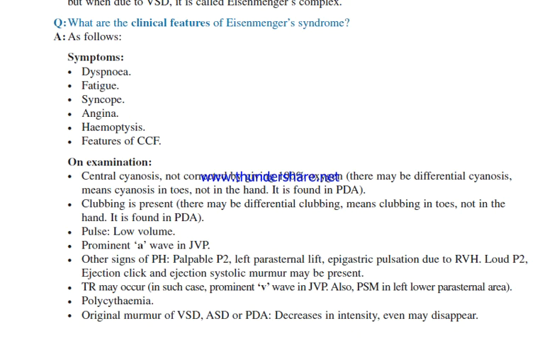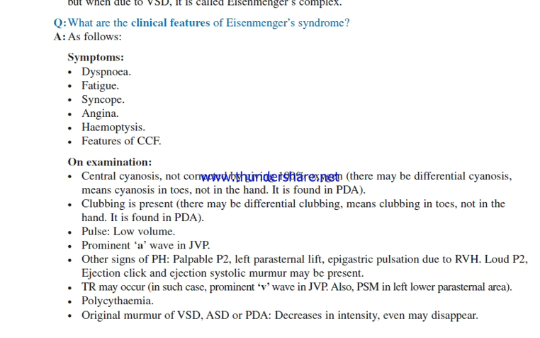Symptoms are dyspnea, fatigue, syncope, angina, hemoptysis, features of congestive cardiac failure. On examination, central cyanosis not corrected by giving 100% oxygen. There may be differential cyanosis, means cyanosis in toes, not in the hand. It is found in patent ductus arteriosus. Clubbing is present. There may be differential clubbing, means clubbing in toes, not in the hand. It is found in patent ductus arteriosus.